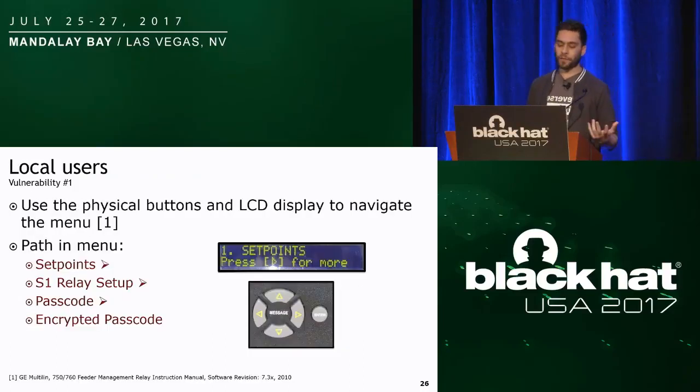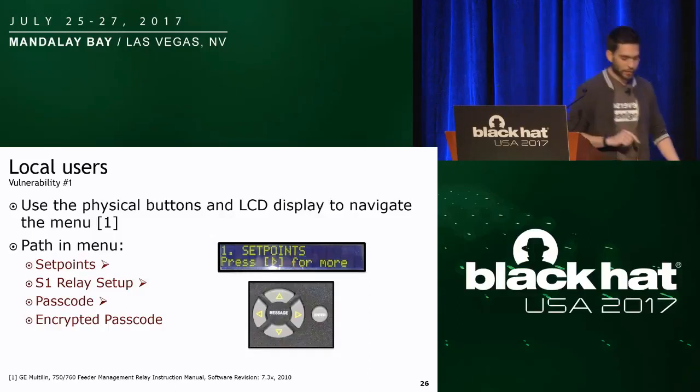Locally, to do that, you can use the physical buttons and navigate the menu. You go to set points, relay setup, passcode, encrypted passcode. I think the device now actually shows. No, it doesn't. Now it does.